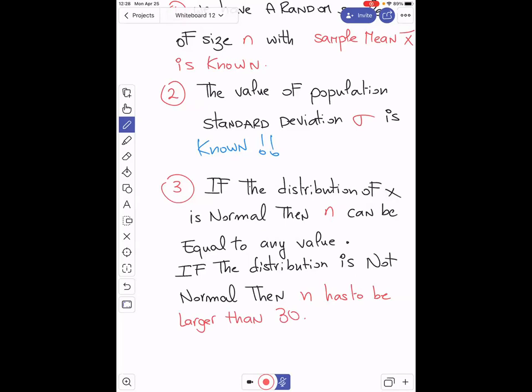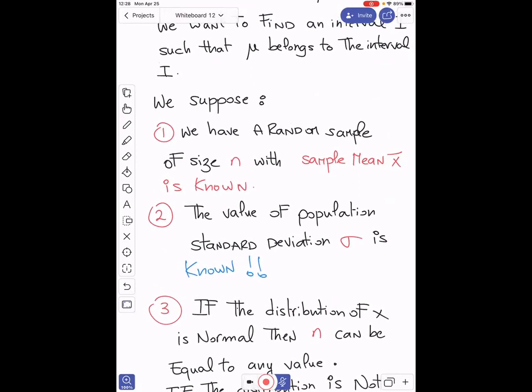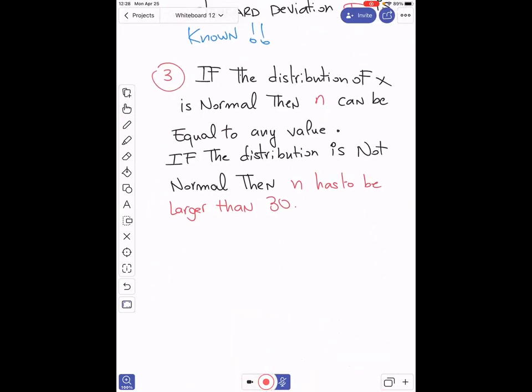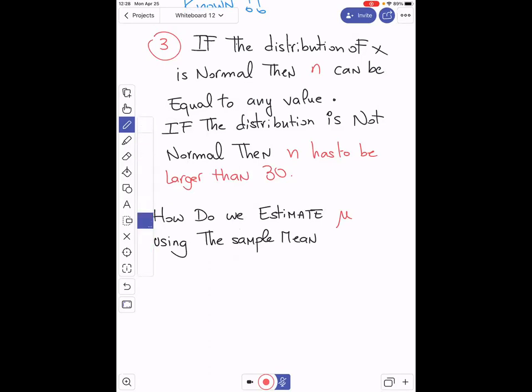All right. So how can we estimate? We have this random sample of size n with sample mean x bar. So x bar is known, and you want to estimate the population mean mu. So let's see how this works. How do we estimate mu, the population mean, using the sample mean x bar, which is supposed to be known?